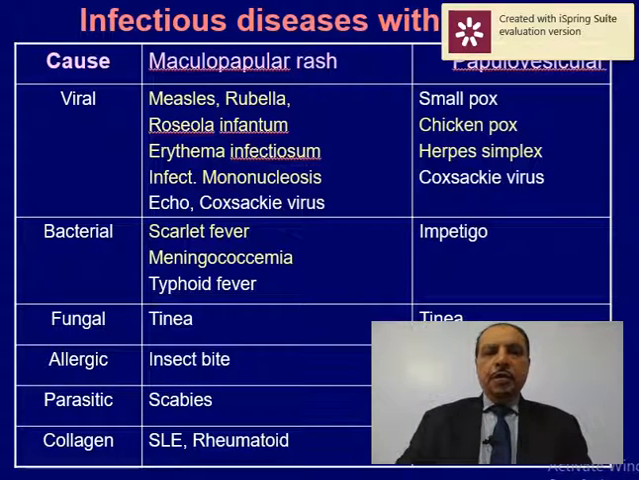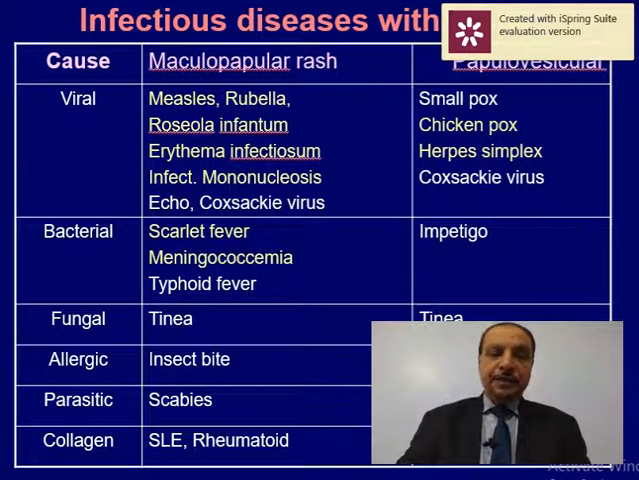Infectious diseases with rash, we have maculopapular rash and papulovesicular rash. Regarding the viral diseases with maculopapular rash, including measles, rubella, roseola infantum, erythema infectiosum, infectious mononucleosis, Coxsackie, and echoviruses. Bacterial diseases causing maculopapular rash, including scarlet fever, meningococcemia, and typhoid fever.